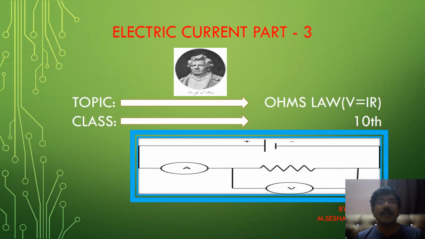Welcome to my class, Electric Current Part 3. In this session you are going to learn what is meant by Ohm's law, what are ohmic conductors and what are non-ohmic conductors, what is meant by resistance, and how we can prove Ohm's law. We will discuss all these things in detail.